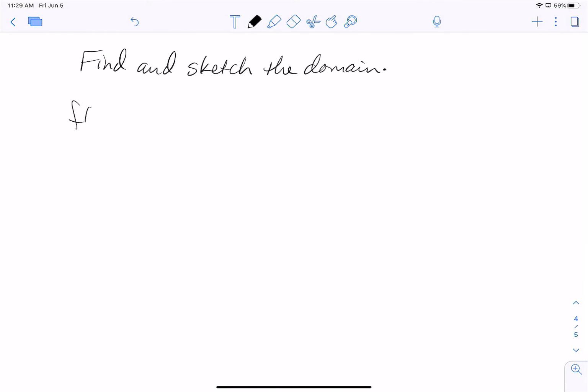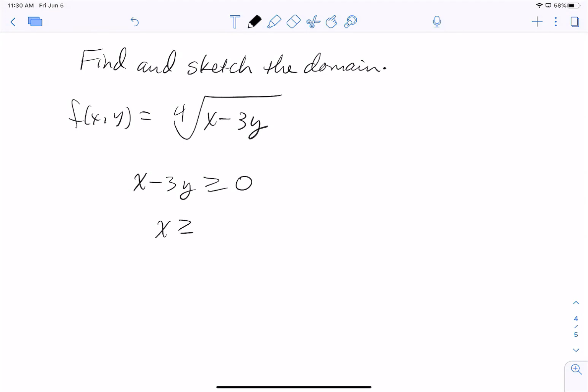Next, we're going to find and sketch a domain. Our function is f of xy is equal to the fourth root of x minus 3y. So we see that we have a two-dimensional input. Our sketch is going to be on the xy plane. First, though, we're going to find the domain, and because we have a fourth root, that's a radical with an even index, we know that the radicand, x minus 3y, has to be greater than or equal to 0. If you want to express this using fewer symbols, you might say that x is greater than or equal to 3y by adding 3y to both sides.